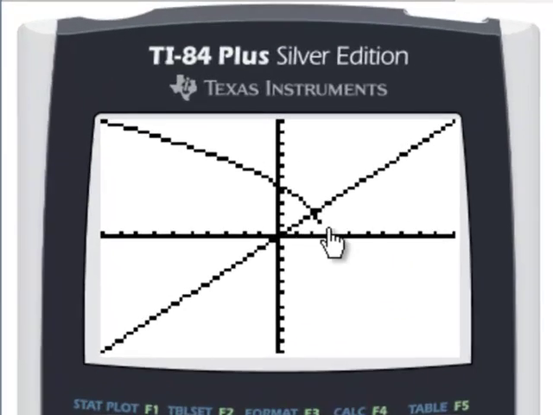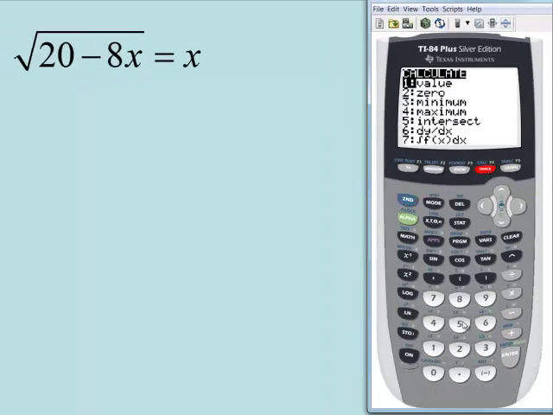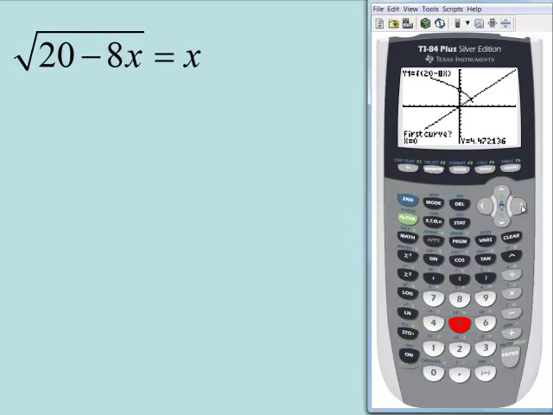As you can see here, I have two lines crossing. I'm going to go second, calc, intersect, move the cursor using the arrow key until it's close to where the two lines cross, and press enter 3 times, and we come up with our answer. So the answer to this equation is x equals 2. And you can compare this to the technique that we used in the Section 5 lesson and see the difference.